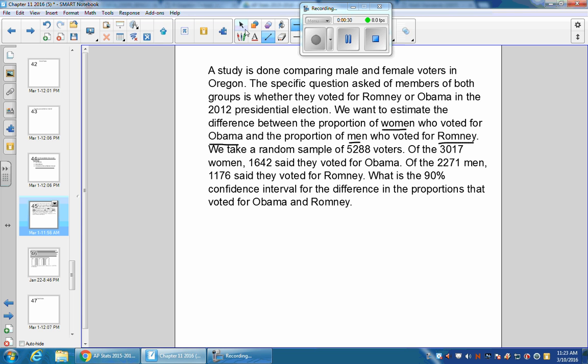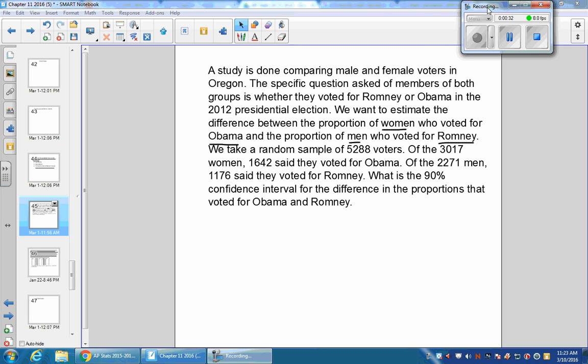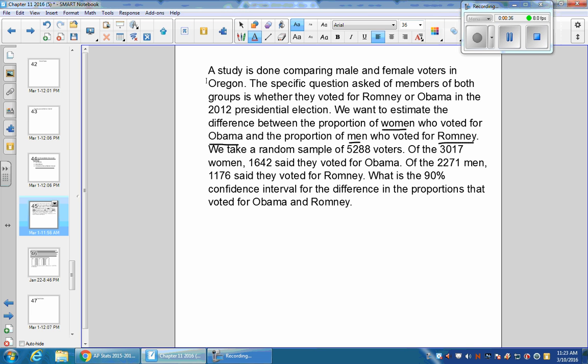So let's take a look at this one. This is kind of a weird problem. I'm going to do my best with it. They're not all this weird. But we've already done this one. It compared the women who vote for Obama and the men who vote for Romney in the 2012 election in Oregon.